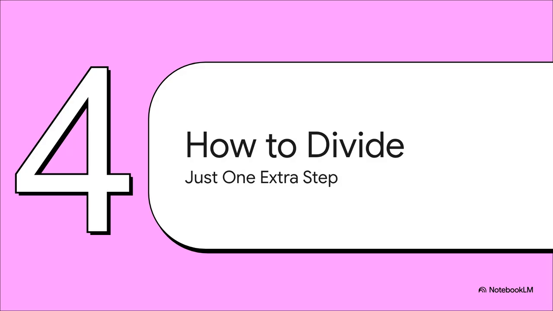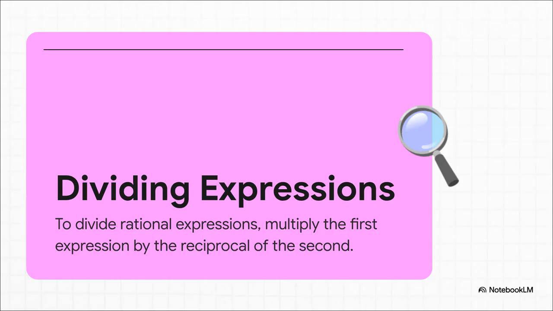So now that you've totally mastered multiplication, guess what? Division is going to be a piece of cake. It's almost the exact same thing, just with one tiny extra step right at the very beginning. The key idea here is probably something you've heard back in middle school. Keep, change, flip. Remember that? You keep the first fraction exactly as it is. You change the division sign to a multiplication sign, and you flip the second fraction upside down. That's it. Keep, change, flip.